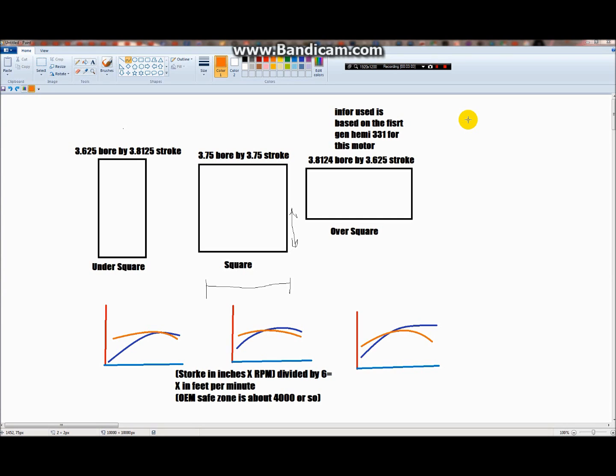I need to make this point very clear. There is no replacement for displacement. I cannot stress this enough.